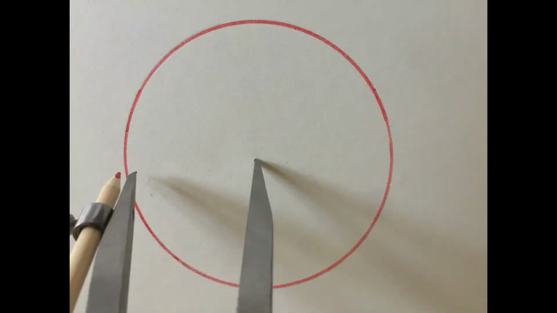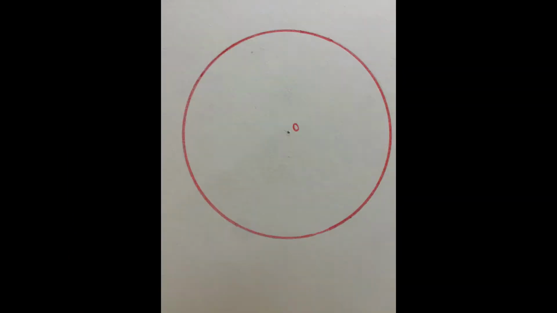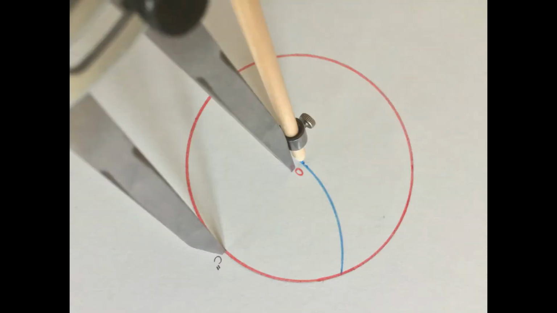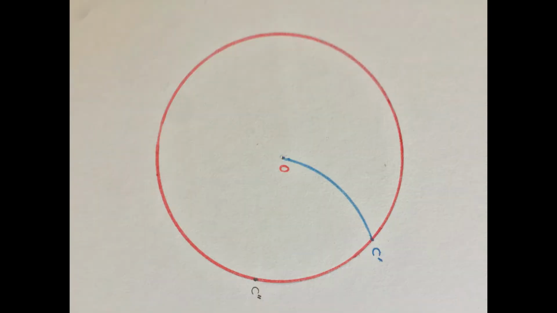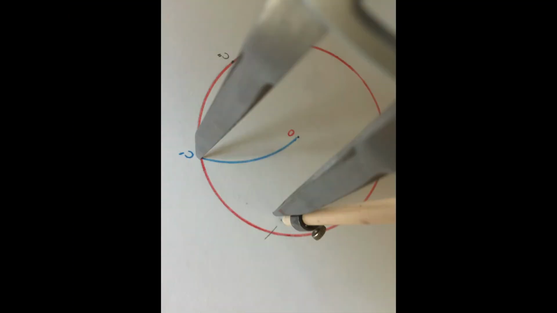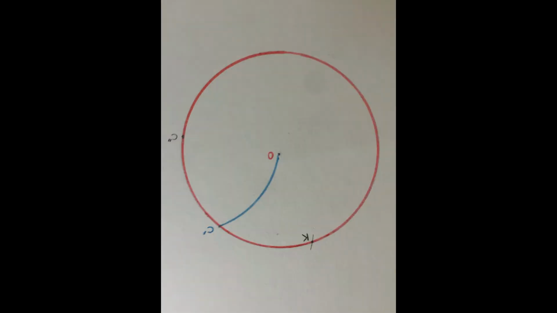How I finally solve the problem of squaring the circle. I draw any circle with center O. I keep the same distance of the compass that I point at any point of this circle, that I name C', and I draw an internal arc of a circle OC'.